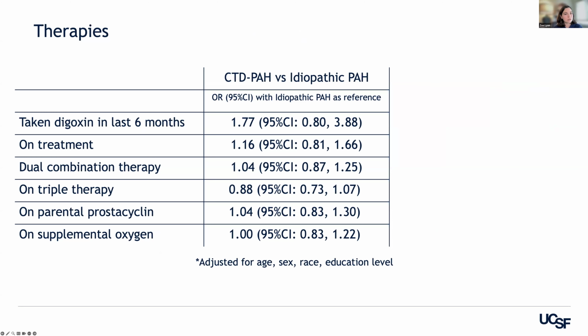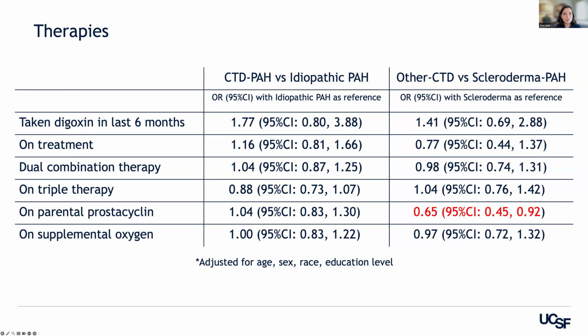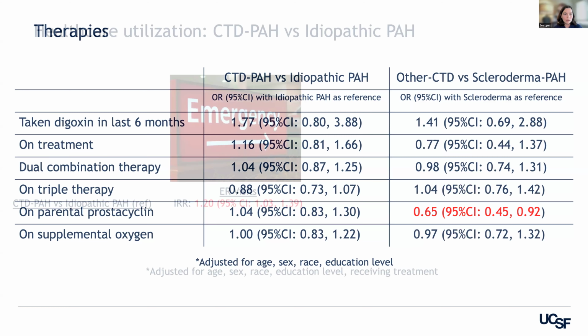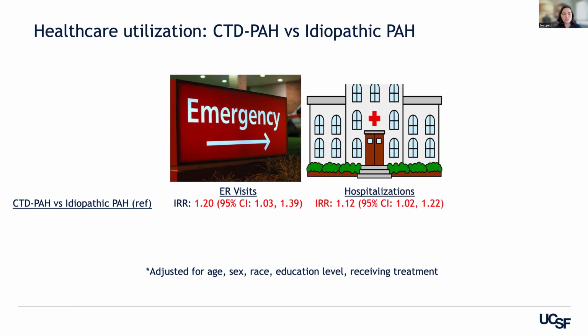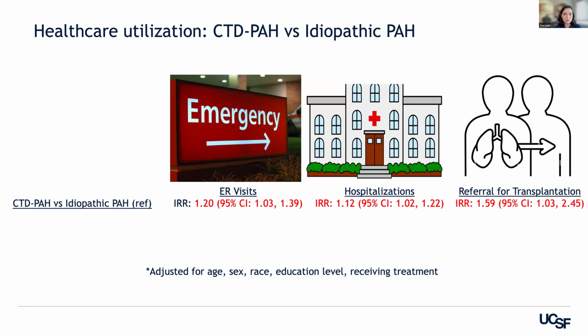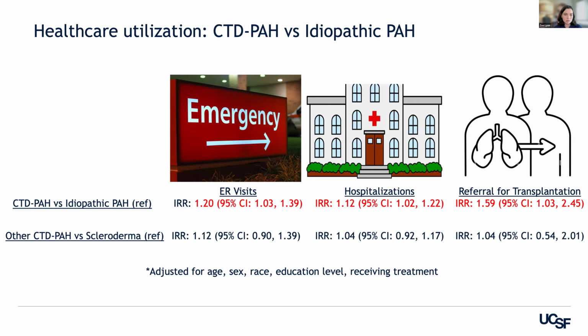Looking at treatment strategies, breaking down by therapy for our main groups, there was no difference between CTD-PAH patients and idiopathic patients. Other CTD patients compared to scleroderma patients had a lower odds of being on parenteral prostacyclin therapy. And then looking at healthcare utilization measures, CTD-PAH patients had a 20% higher chance of visiting the ED. They had a 12% higher chance of being hospitalized, and they had a 60% higher chance of being referred for transplant. And there were no differences in our CTD subgroups.